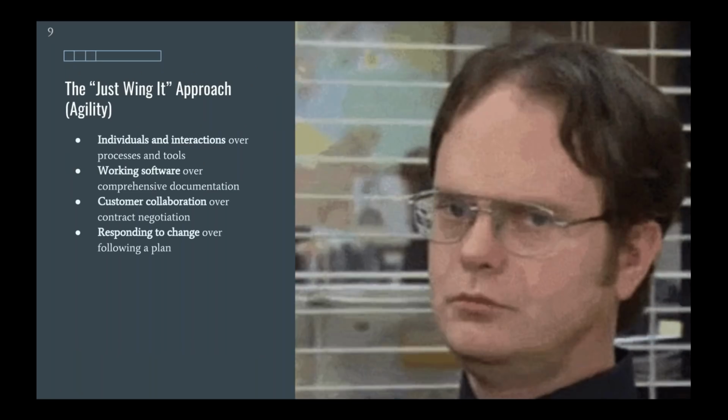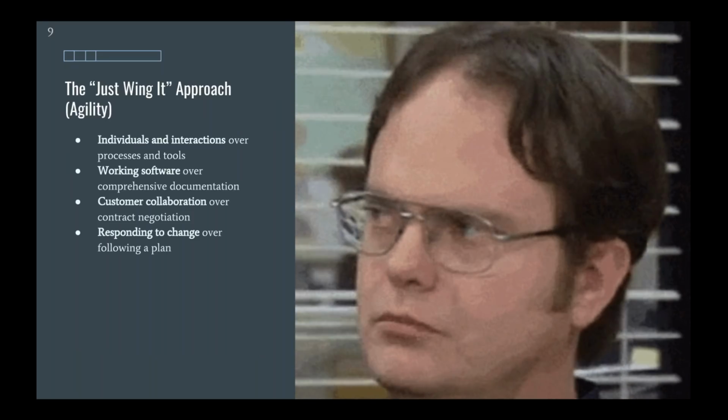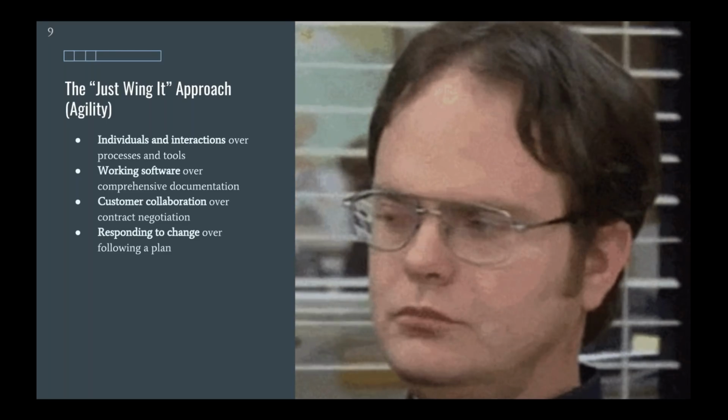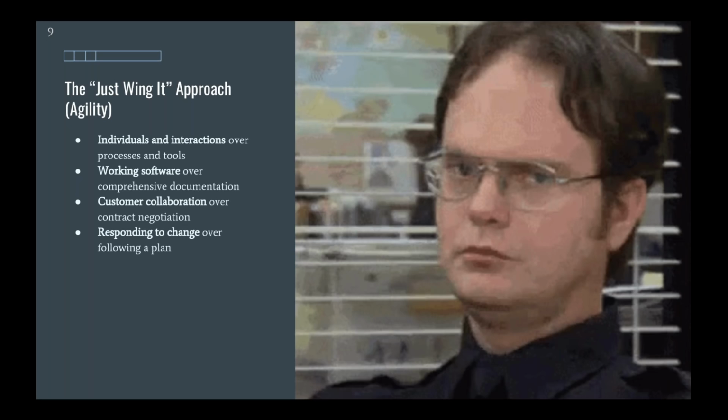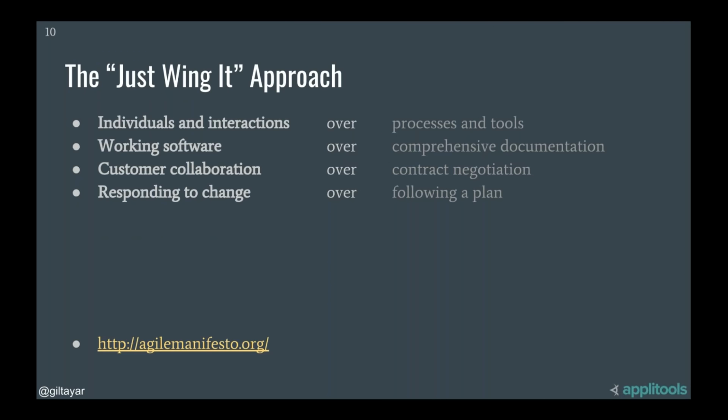And I can already see managers saying, oh, no. Just wing it doesn't sound like a good approach to me. We like our plans, we like our processes, we like our documentation. And Agile is saying exactly the opposite. And I would like to stress 2 of the points in the just wing it approach and in the Agile Manifesto. First of all, responding to change over following a plan is, for me, the most important part of Agile.